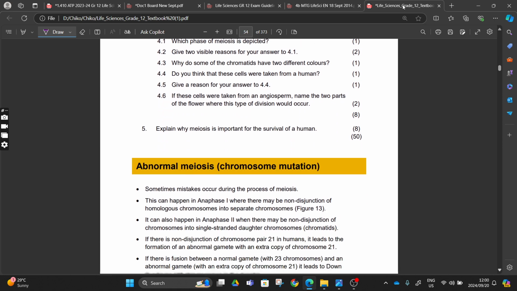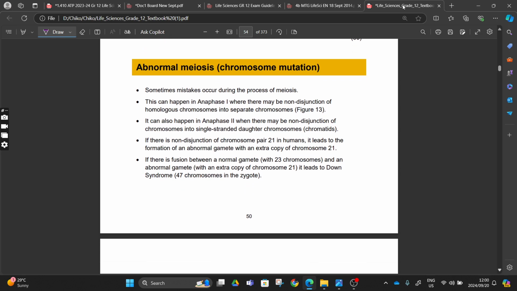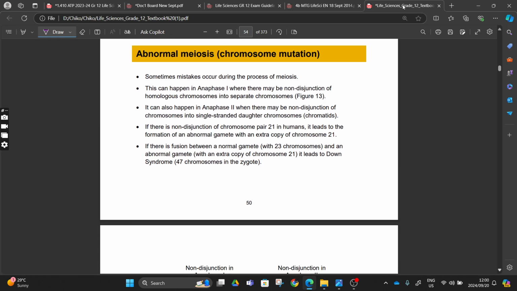There you can study the diagram. But abnormal meiosis, chromosomal mutation, we have gene mutation and we have chromosomal mutation. This mutation we see mostly in anaphase 1 and anaphase 2 due to non-disjunction of chromosomes. In humans, we see mostly cells suffering from chromosome pair number 21 being multiplied or not disjunct.